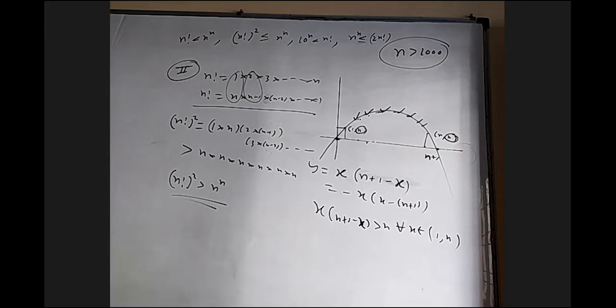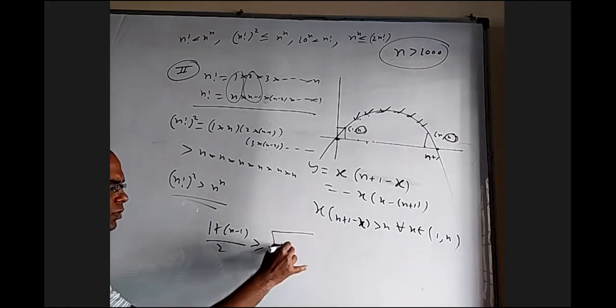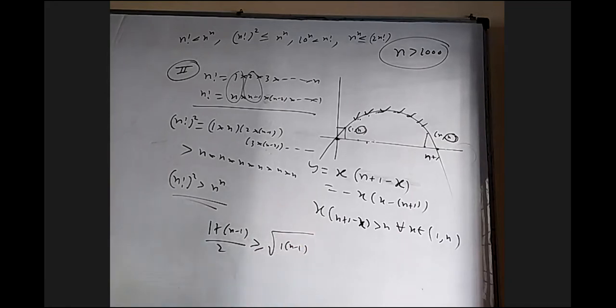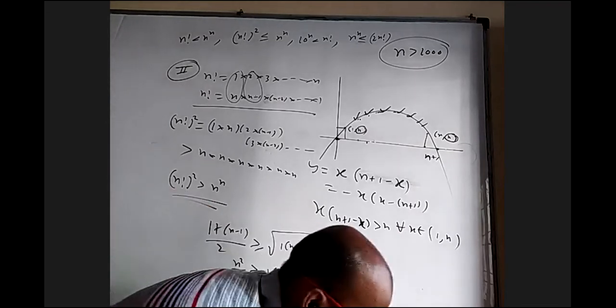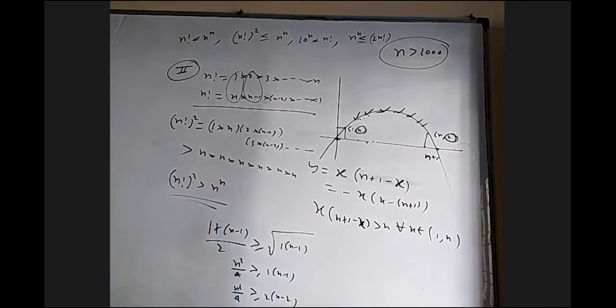I want to check with the AM-GM inequality. Let me see if it works out or not. Don't write what I'm going to tell. If I take 1 plus n minus 1 by 2, it is greater than or equal to the square root of 1 into n minus 1. And this is n by 2; square it, I'll get n square by 4 greater than or equal to 1 into n minus 1. Again, I'll get n square by 4 greater than or equal to 2 into n minus 2. I will get it like that, n minus 1 times.